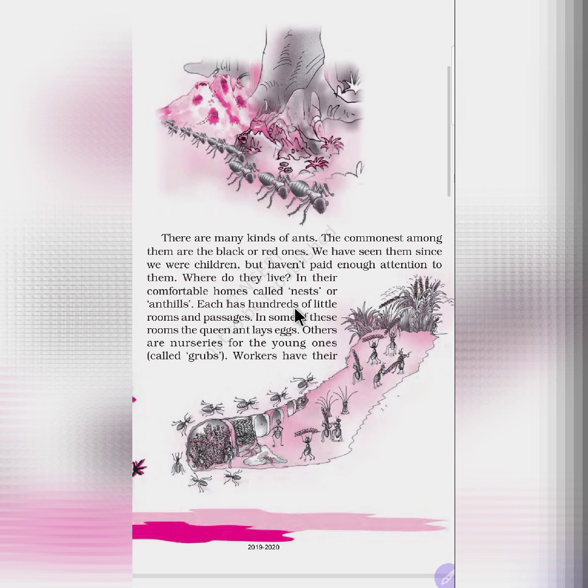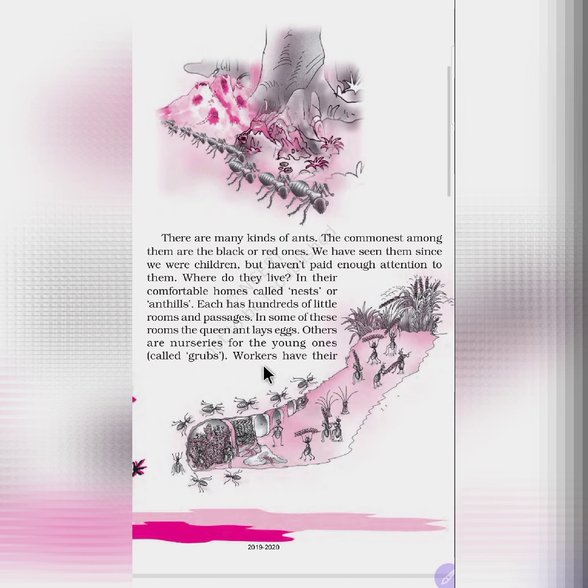Each has hundreds of little rooms and passages. In some of these rooms, the queen ant lays eggs. Others are nurseries for the young ones called grubs. Means that in some rooms, queen ant lays eggs, and other rooms are nurseries for the young ones of ant. The young ones of ant means the baby ant are called grubs.